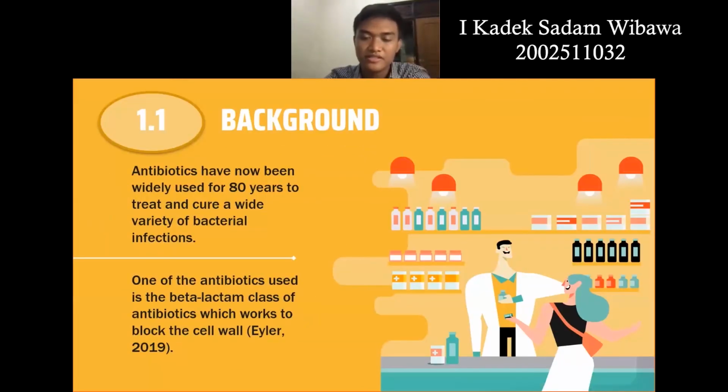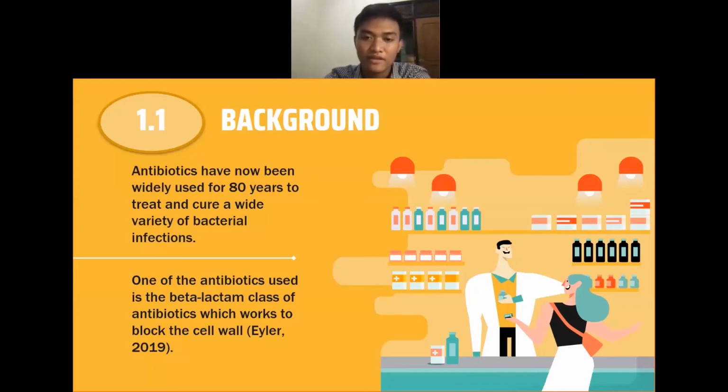My name is Ikada Sadamibawa, and I'm going to explain the background. Antibiotics have now been widely used for 80 years to treat and cure a wide variety of bacterial infections. One of the antibiotics used is the beta-lactam class of antibiotics, which work to block the cell wall. Resistance to beta-lactam can occur at many levels. One of the resistances that can occur is resistance to the extended spectrum beta-lactamase.